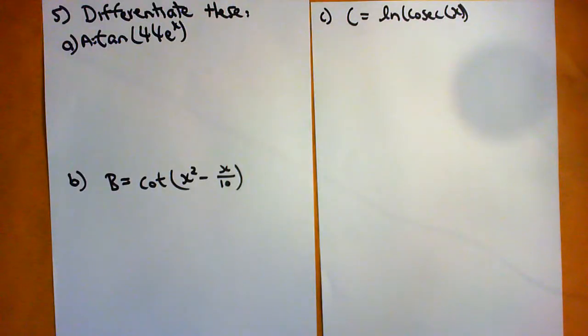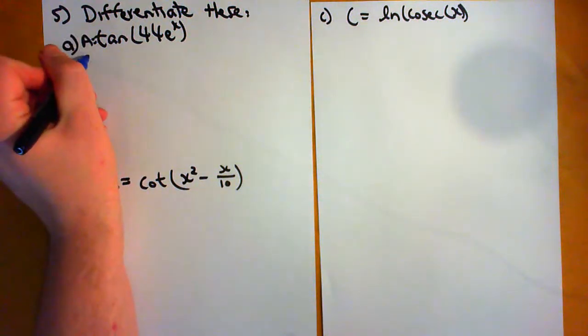Hello viewers, tutorial 9 question 5, and we're differentiating a variety of functions here, so we need to work out what approach we're going to take. We need to use the chain rule here because all of them feature a function inside a function. We have tan of 44e^x, so 44e^x is inside the tan function. It's not tan times 44e^x. It's not cot times x squared minus x over 10, and it's not log times cosec of x. They're all second function inside the first function. So that means that they're a job for the chain rule.